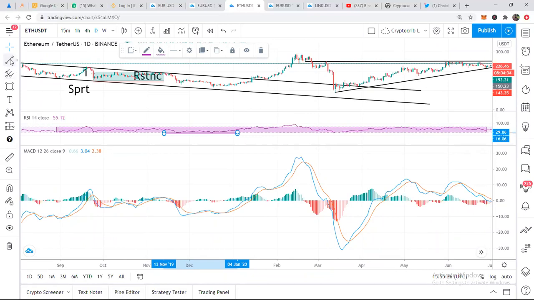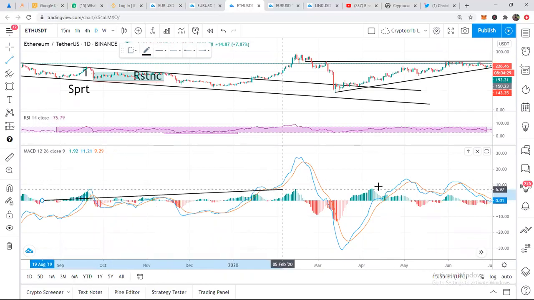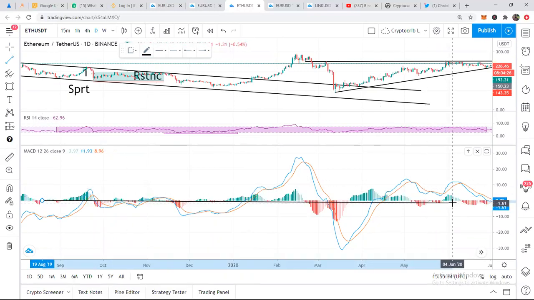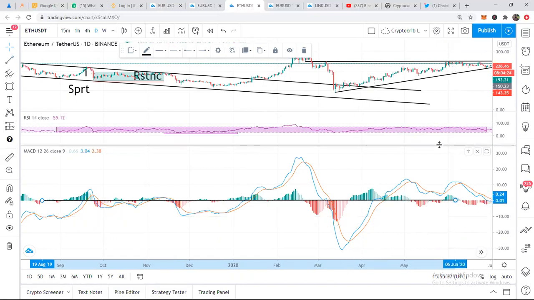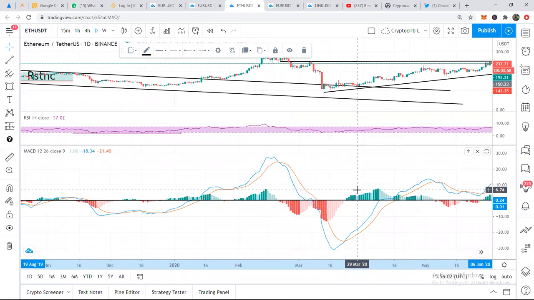So here we have level 0, which is this, right? Whenever you see these packed green bars, that means the market is bullish. But whenever you see these packed inverted red bars, it means the market is very bearish. Now, how do you know when to buy and when to sell? Look at this. Please don't miss this.